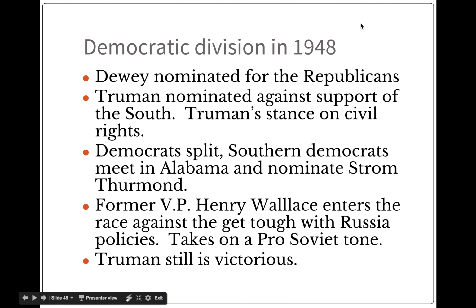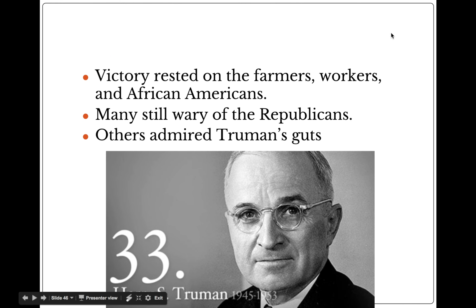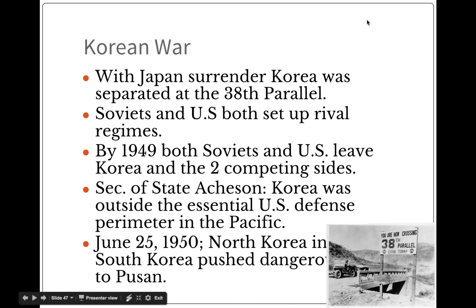There's a Democratic division in 1948. Dewey was nominated for the Republicans. Truman was nominated even though he didn't have a lot of support in the South. The Democrats split. The Southern Democrats meet in Alabama and nominate Strom Thurmond as their candidate. The former Vice President Henry Wallace enters the race against the Get Tough with Russia policies, and he takes on a pro-Soviet tone. Truman is still victorious. His victory rested on the farmers, the workers, and the African Americans. Many were still not very supportive of the Republican Party, and others admired Truman's guts.